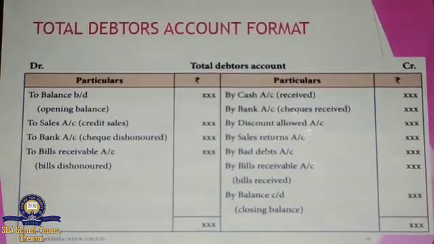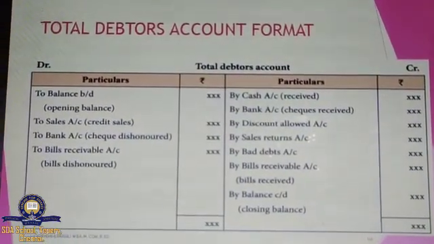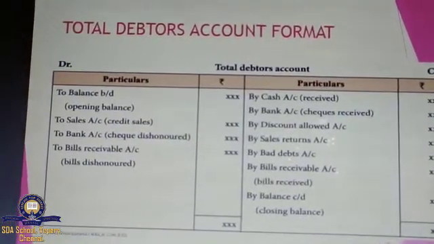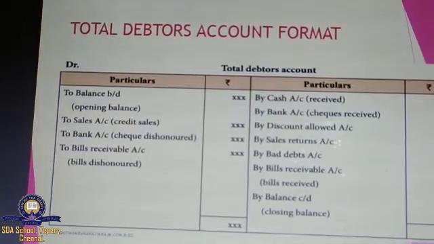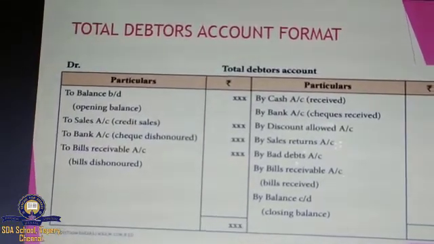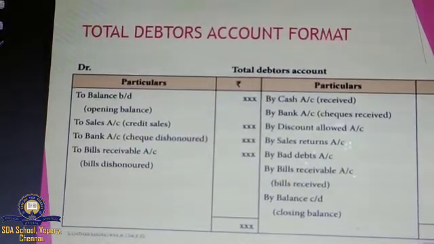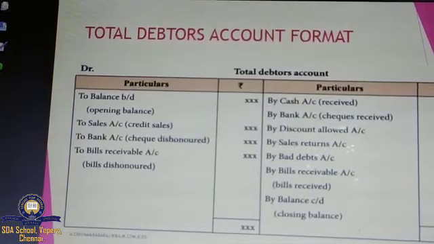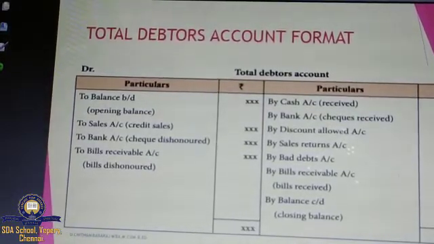Next, by bad debts. Bad debts means, as you know very well, that the amount may not be recovered. So that is an irrecoverable item. Next one is bills receivable account. Sometimes customers will pay after 3 months or 1 month due, and in that case we receive it as a bill. So that is the by bills receivable account.